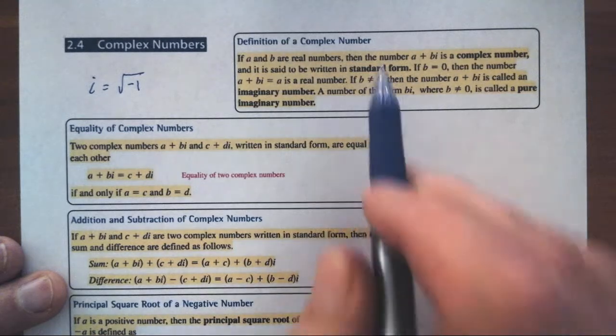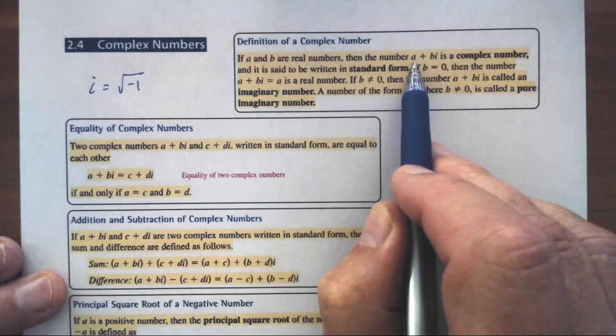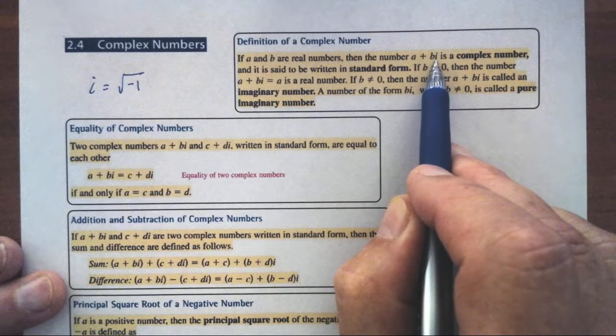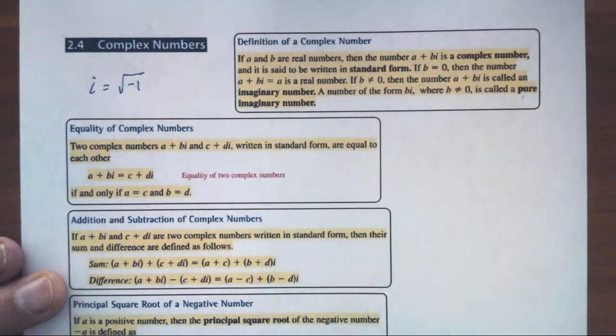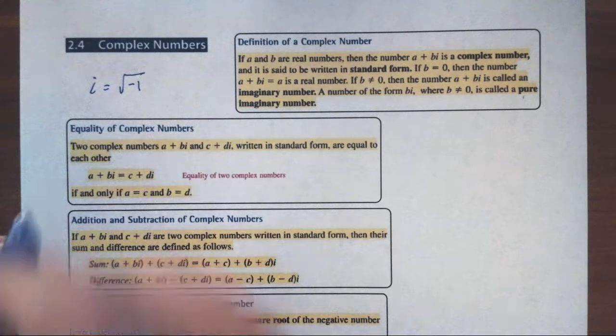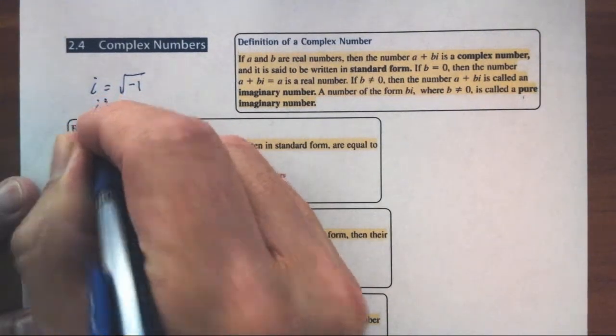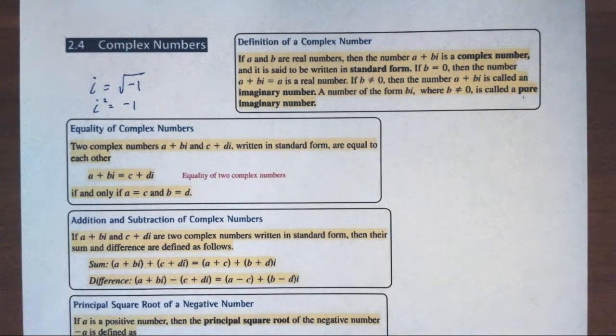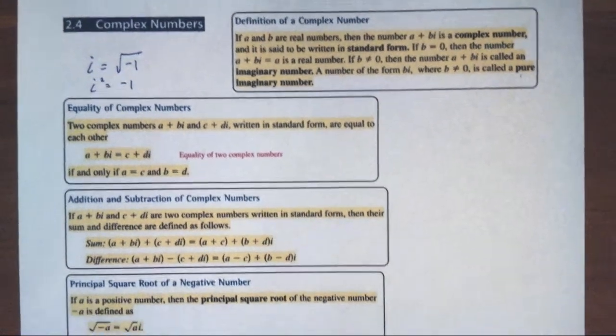If b equals 0, then we're just dealing with a real number. And if a equals 0, then we're just dealing with a purely imaginary number. Okay, pretty simple other than the whole concept of the square root of -1, a number times itself equals -1, and that is i. So we would say that i squared equals -1, and that opens up a world of mechanical possibilities for us, computational as well.